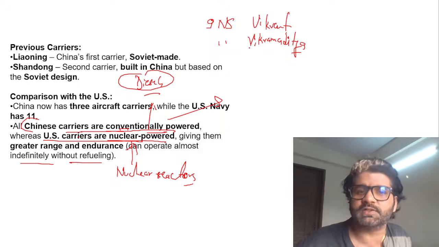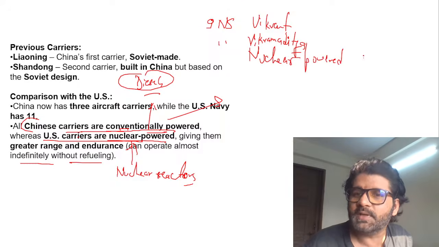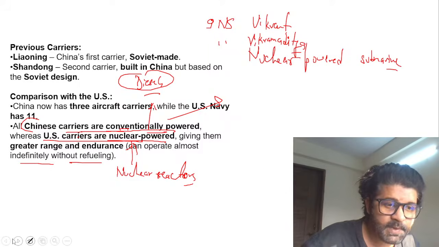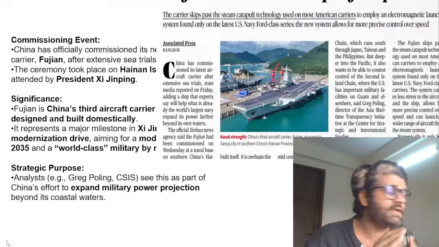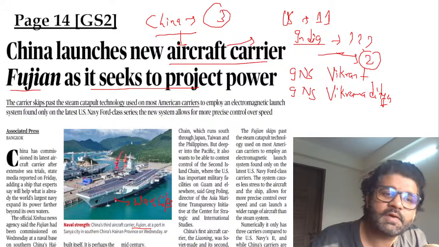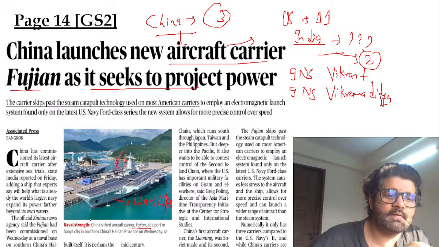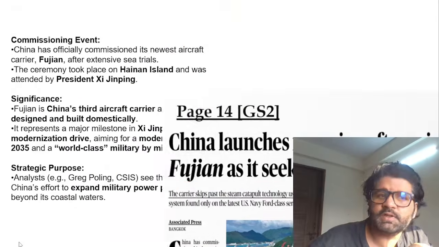China has nuclear powered submarines. But the amount of energy which a submarine requires and the amount of energy which these big aircraft carriers require, there is a big difference here, guys. And they still do not have the capability to power their aircraft carrier by nuclear energy. And that is a big disadvantage for China when it comes to comparison with US.